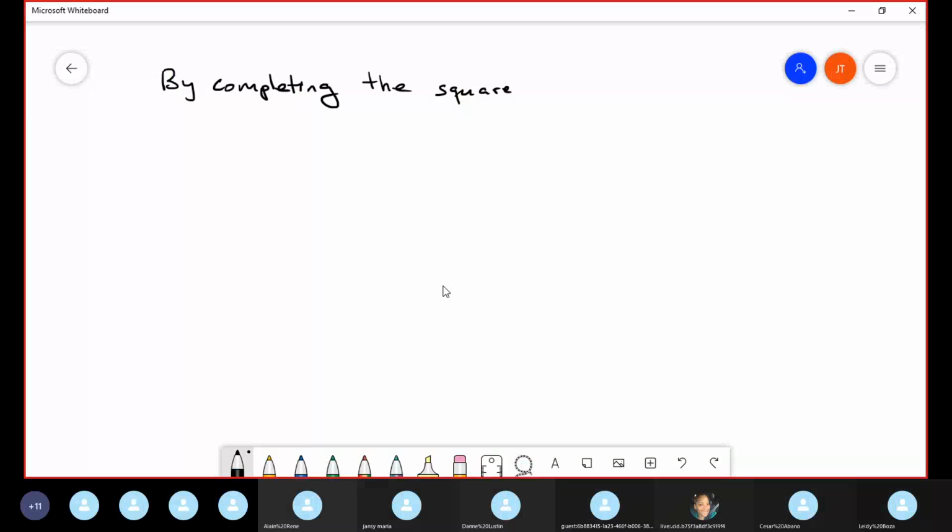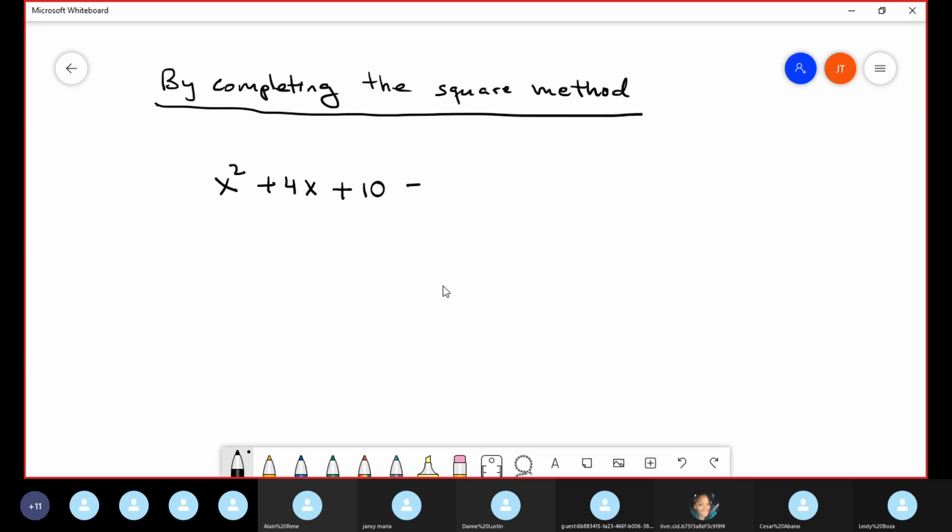Complete square is useful, and it is another thing we studied. So this is important to know by completing the square. Suppose this, x squared plus 4x plus 10 equals 0. So we are in front of one quadratic equation. This is already expressed in standard form.